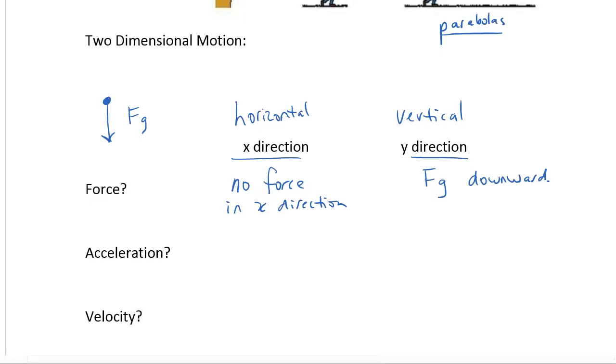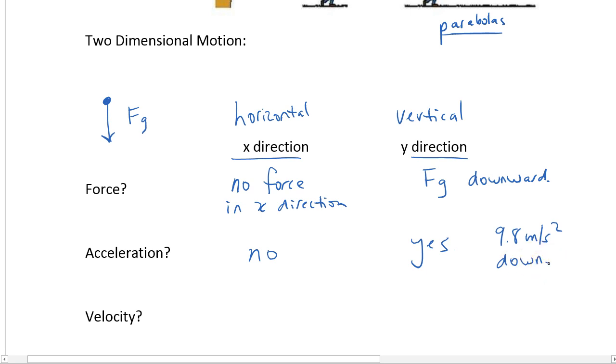How about, is there any acceleration in the x direction? No, because if there's no force in the x direction, there's no acceleration. How about in the y direction? Is there acceleration? Yes, and it will be negative 9.8 meters per second squared. Or we could say, if I erase this part, we could say down.